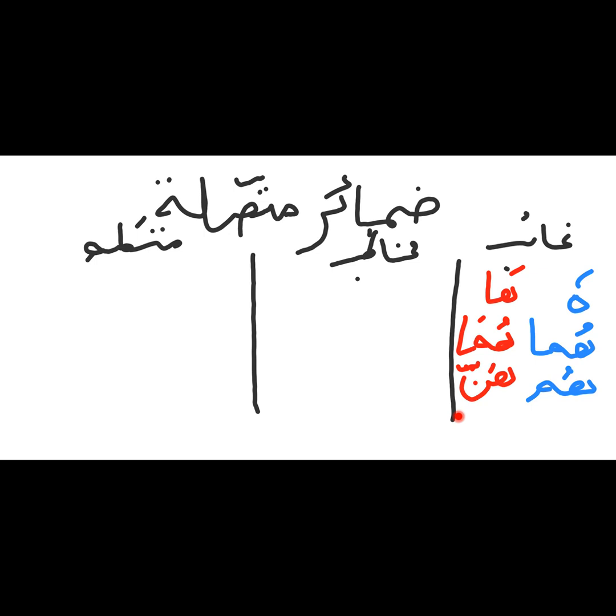Or I can say مثلا they are doctors and this is their clinic. طيب هن طبيبات وهذه عيادتهن. تمام. Now let's see مخاطب. In مخاطب we say ك.